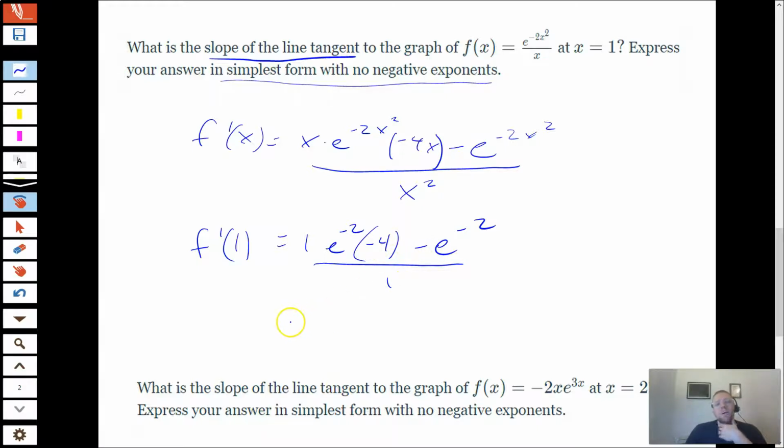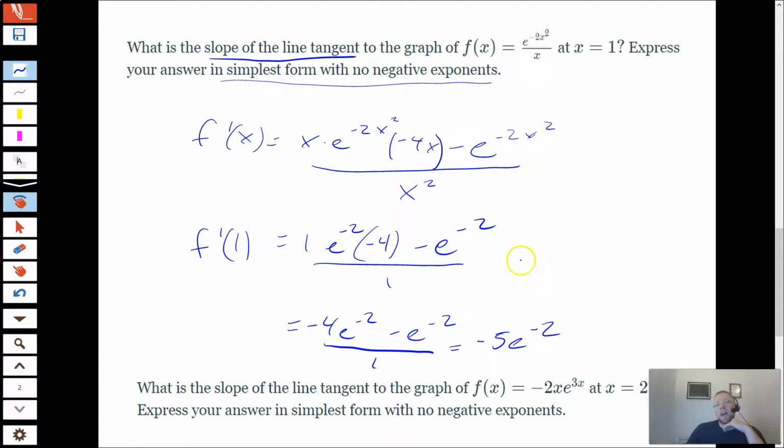Well, actually, let's simplify a little bit further. So negative 4 times 1 is negative 4, e to the negative 2, minus e to the negative 2, all over 1. And I don't really need to write that again, right? So the last step to combine these, I'm just going to treat e as if it's a variable. So you know e is a number, but here I'm going to treat it as if it's like an x or something like that. So negative 5e to the negative 2. I just combine like terms.